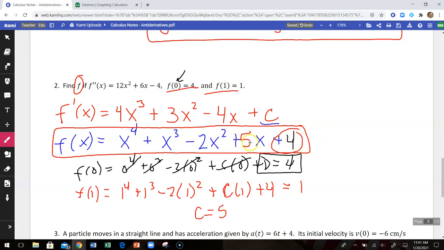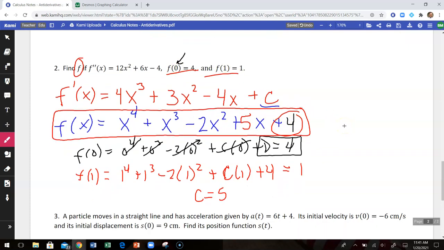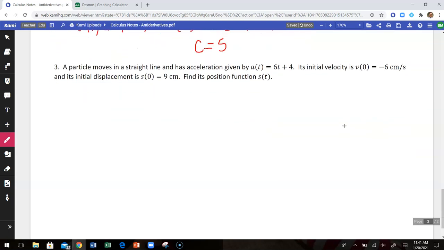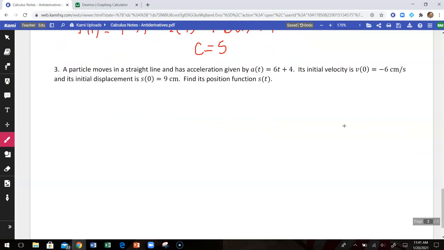Okay, I couldn't have figured out what those generic c and d values were unless I was given that information about my original function. Okay, very similar question here, but this one's dealing with velocity, acceleration, and position. So just a quick reminder, if you have the position function and you take the derivative, you get the velocity function, and you take the derivative of that, you get the acceleration function. So when we do antiderivatives, we're going to be working backwards.